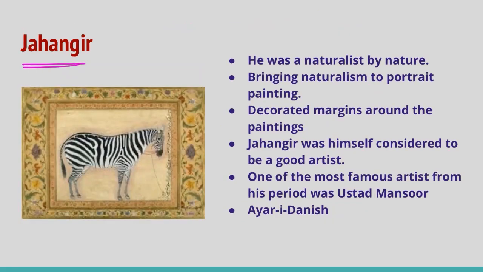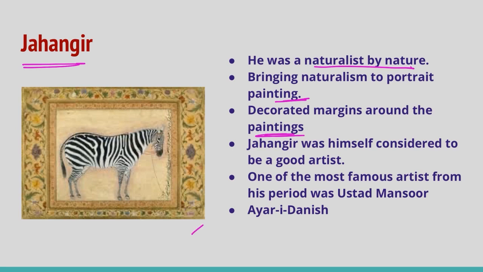Jahangir. During the period of Jahangir, Mughal painting was very famous. Jahangir was a naturalist by nature and he preferred paintings of flora and fauna, like birds, animals, trees and flowers. He put great emphasis on bringing naturalism to portrait paintings. One of the unique trends that developed in this period was decorated margins around the paintings.